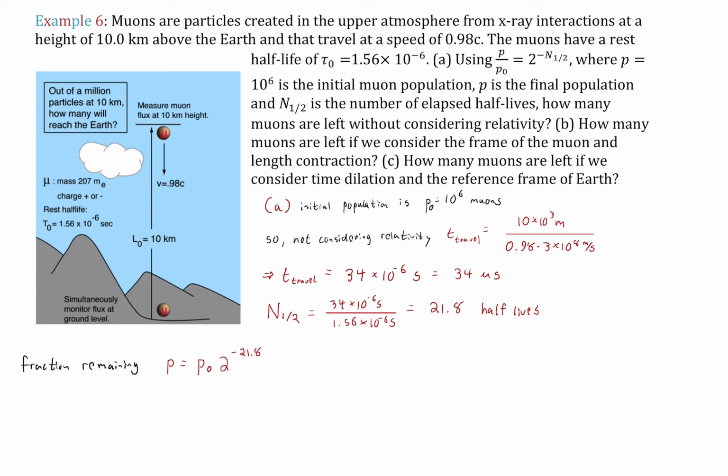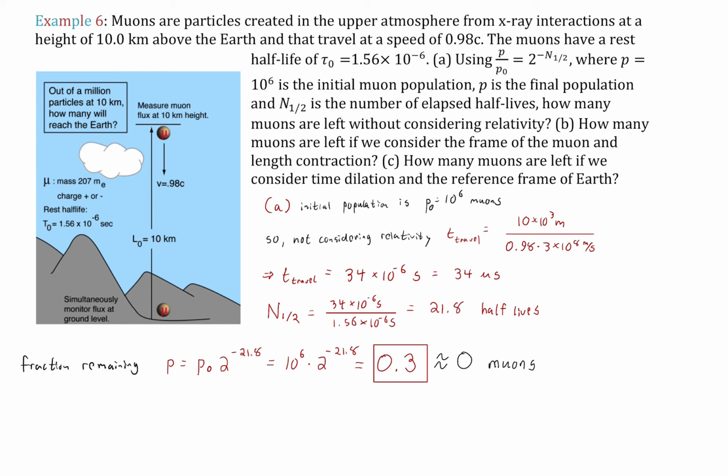So if we actually find out the fraction of the population remaining, we take the initial population and multiply it by 2 raised to the power of negative 21.8. So we take that 1 million and multiply it by this very small number, and we only get 0.3. So effectively, no muons. That means that for every million muons that enter the upper atmosphere, none of them on average will make it to the surface.